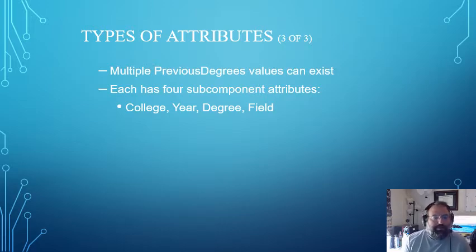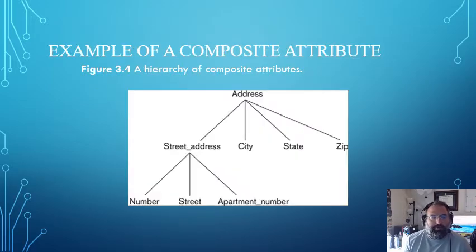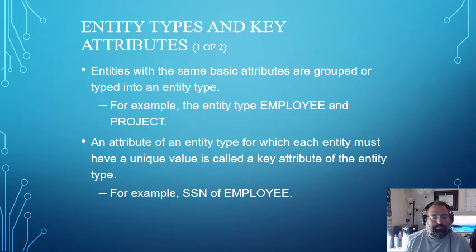Types of attributes. Multiple previous degrees values can exist for each of the four subcomponent attributes. So we model that a certain way. Here's an example of that sort of decomposition of composite attributes. And it shows that there may be a hierarchy amongst these things.